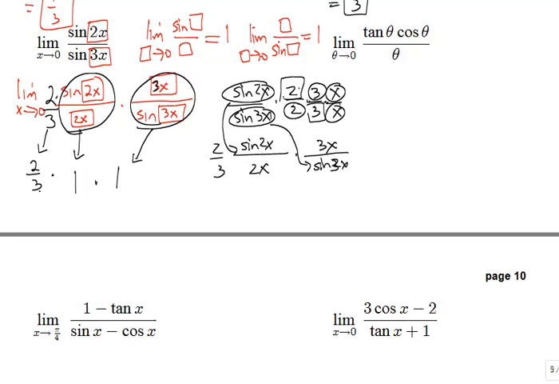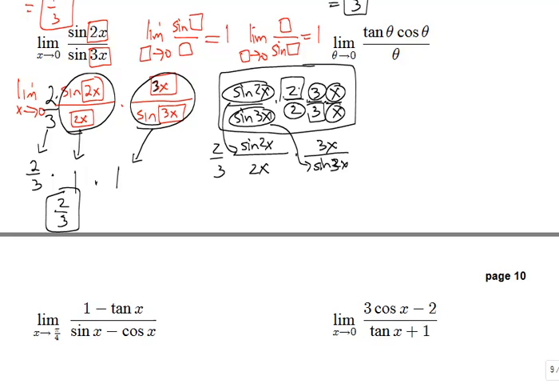So my final answer is 2/3 times 1 times 1, which is just 2/3. Those counterbalancing fractions and constants are what I'm left with. So that's a little bit tricky, but if you think about what I did right here, I multiplied by 2 2's, 2 3's, and 2 x's, and then I just rearranged everything so that I had a 2x under my sine of 2x and a 3x over my sine of 3x, and then the leftover 2 and 3 are out front. Okay? So those take some practice.